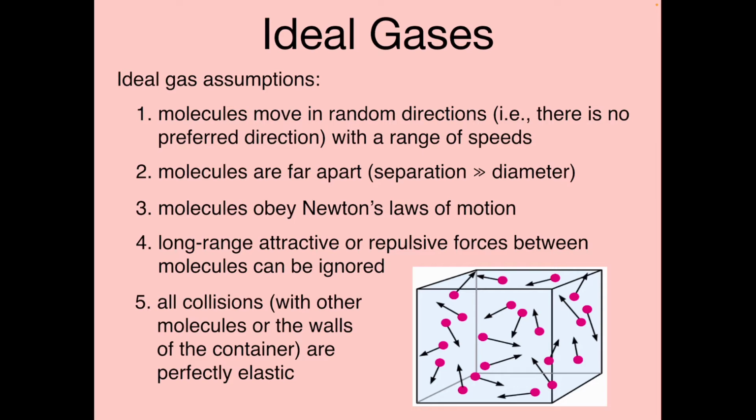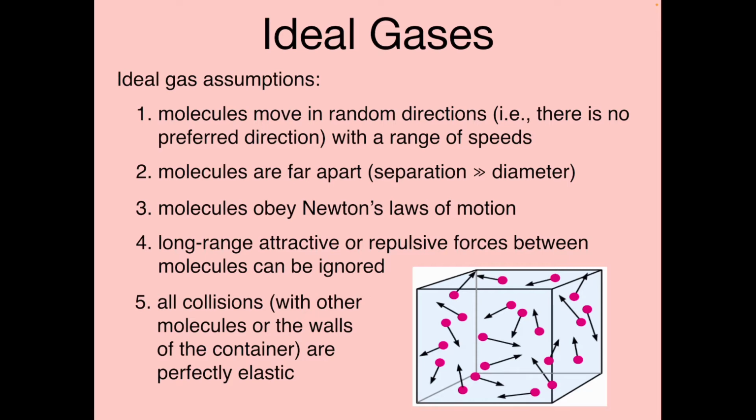The second assumption is that the molecules are far apart. Specifically, what we mean by this is the separation, the distance between molecules, is much, much bigger than the diameter of each one of those molecules. If we look at the molecule and we treat it like a little sphere, it has a certain diameter. That diameter is much smaller than the distance to the next molecule that neighbors it. The third assumption is that the molecules obey Newton's laws of motion.